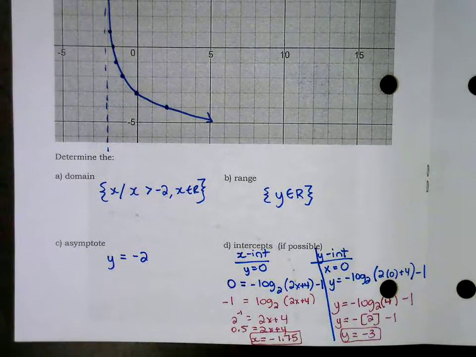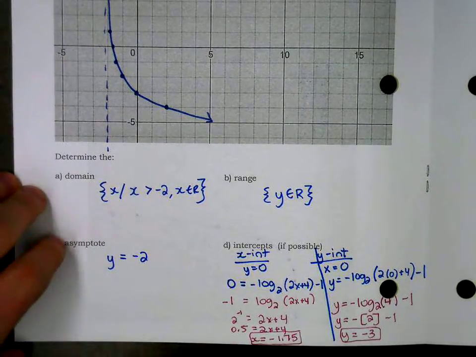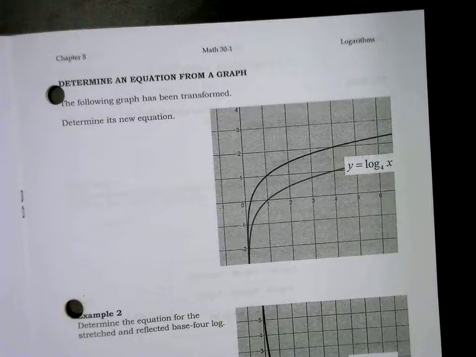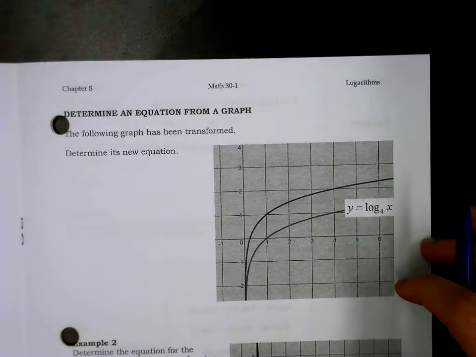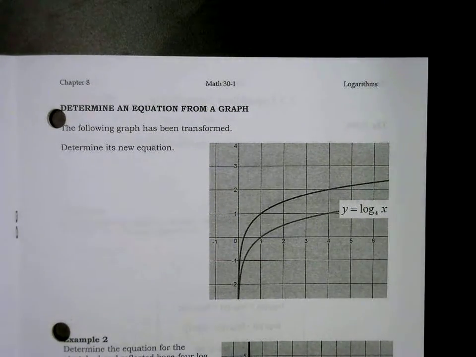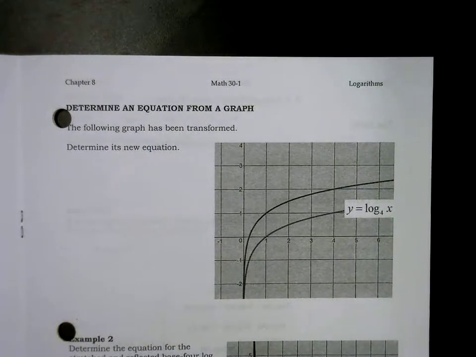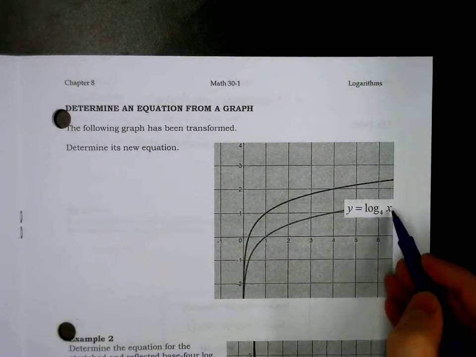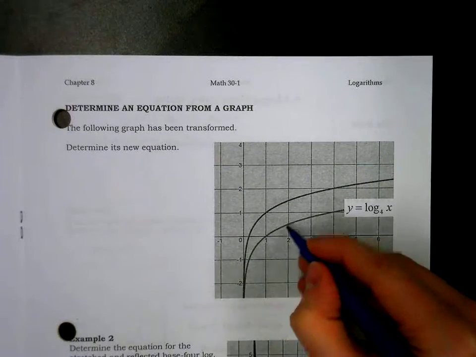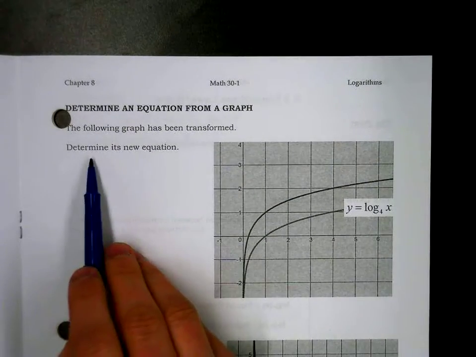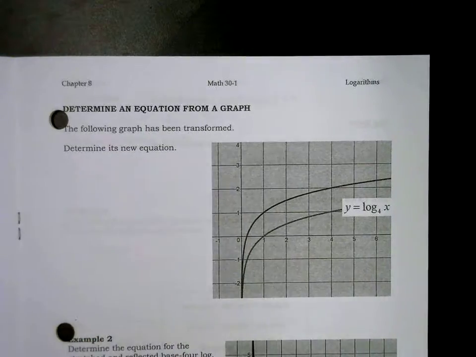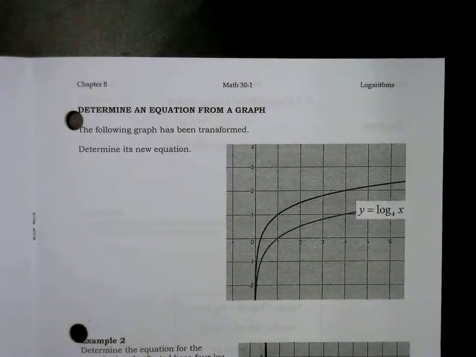So this is mapping notation and a little bit of characteristics, which means we might be expected to have to work backwards as well. And in this one, I have determining an equation from a graph example, starting with log base 4 of x as a function sketched. Question is, determine the new equation from some graph that's been transformed. So you might ask yourself, well, what has changed?